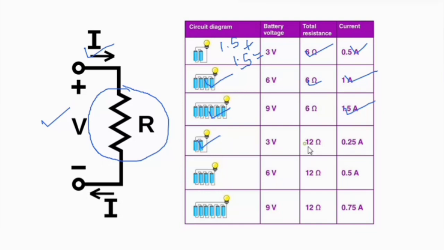Let's consider the resistance of the bulb is 12 ohms. Then when it is connected to a 3 volt battery, the current flowing through the bulb is 0.25 ampere. When we connect to a 6 volt battery, the current flowing through the bulb is 0.5 ampere. When it connects to a 9 volt battery, the current flowing through the circuit is 0.75 ampere.